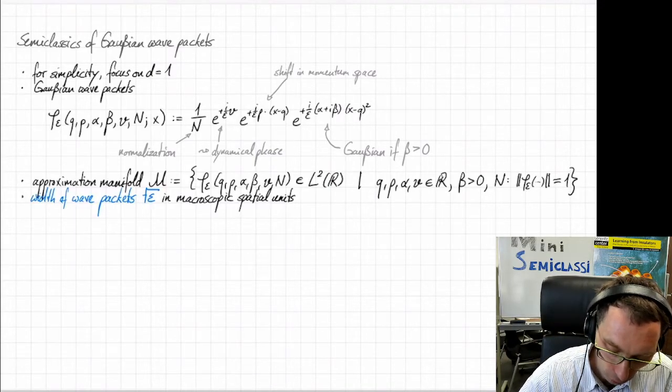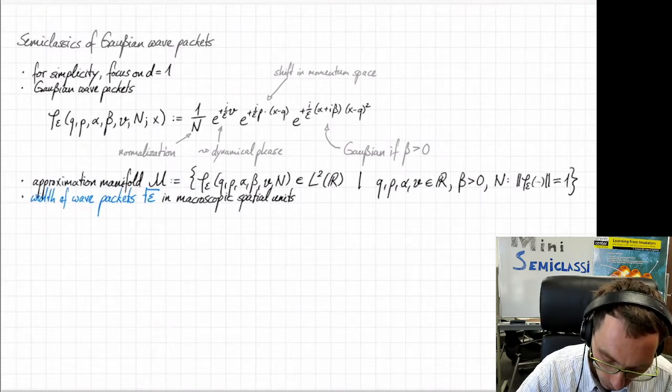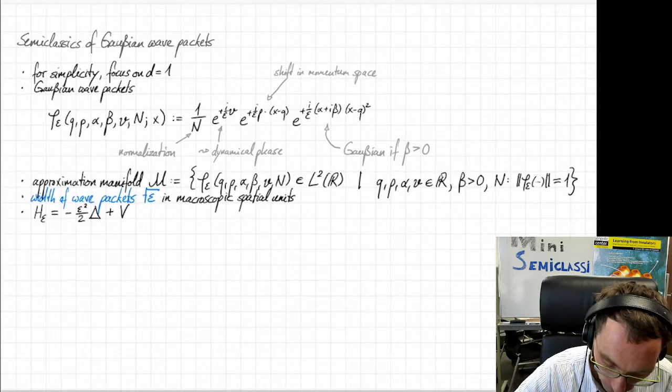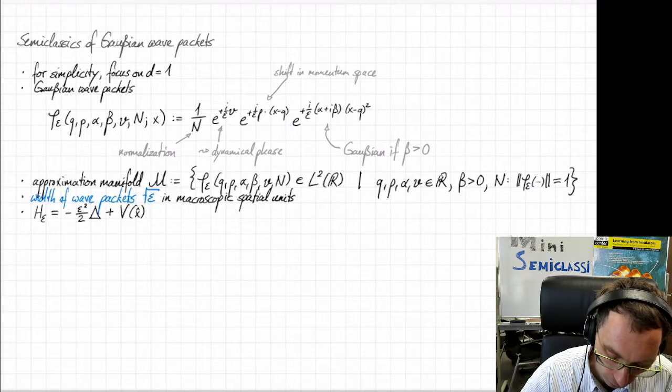So here I'm choosing to go from microscopic to macroscopic spatial units, where the Schrödinger operator has the epsilon squared prefactor in front of the Laplacian. So I'm also reintroducing the factor 1/2. And there's no epsilon prefactor in the potential. So this is just the Laplacian in macroscopic spatial units.